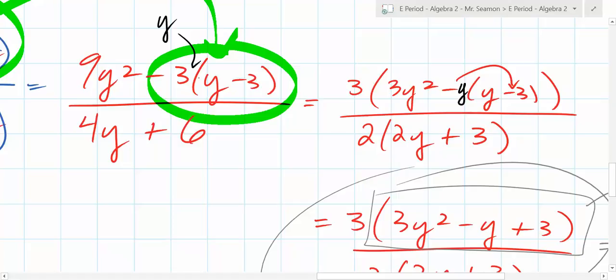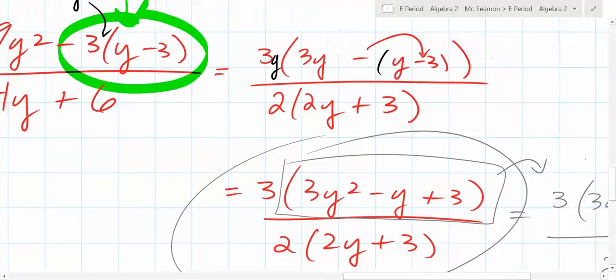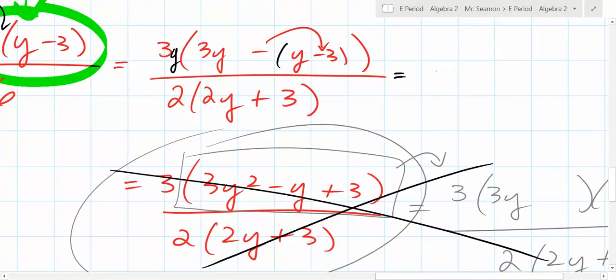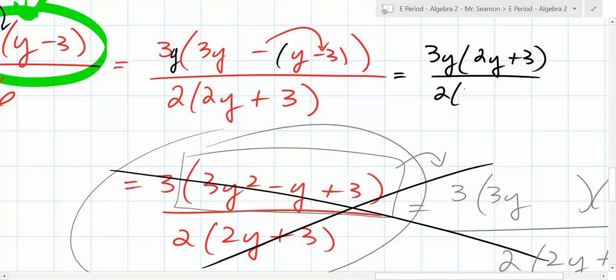And if there's a y right there, what can you also factor out? You could factor out the y, put it there, and that becomes 3y like this. You see that, everybody? So what's 3y minus y? So this is totally wrong, right? 2y. So what do you end up with? 3y times 2y plus 3 over 2 times 2y plus 3.